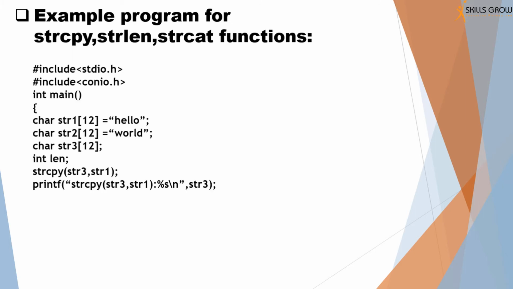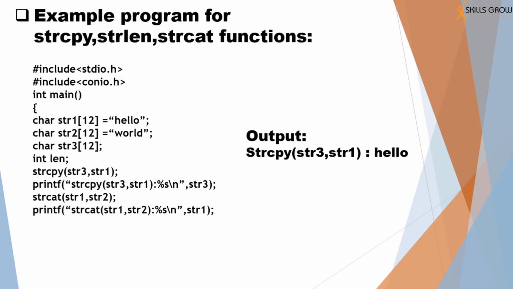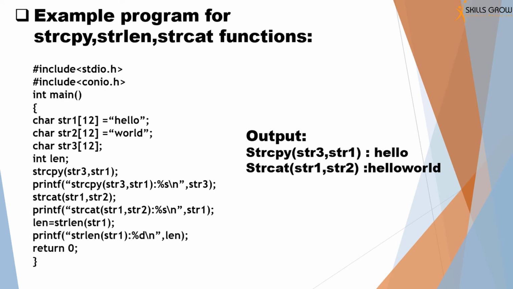Here the character array is used to declare string 1, string 2 and string 3, and string 1 and string 2 are initialized with hello and world respectively. Later we are using the string copy function to copy string 1 into string 3, which gives us the output hello, which is string 1. Then the string concatenate function is used to add string 2 to string 1, which gives us the concatenated string hello world. Then the string length function is used to calculate the length of string 1, which gives us the output 10, which is the length of string 1.